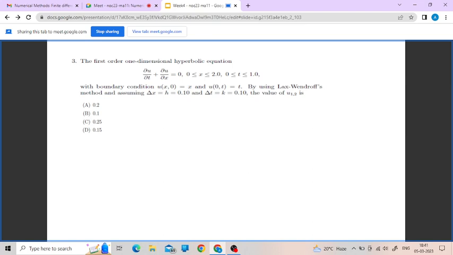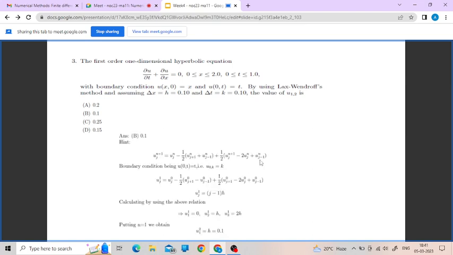By applying the Lax-Wendroff method, you will get u j of n plus 1 equals u j n minus half u j plus 1 n minus u j minus 1 n, plus half u j plus 1 n minus 2 u j n plus u j minus 1 n. Now we have been given the boundary condition u of 0 comma t equals t. Using that, at mesh point k, u of 0 comma k will be k. So apply this on this equation.